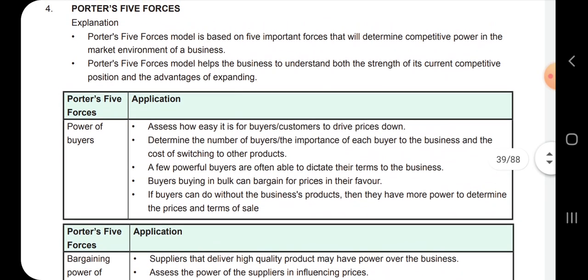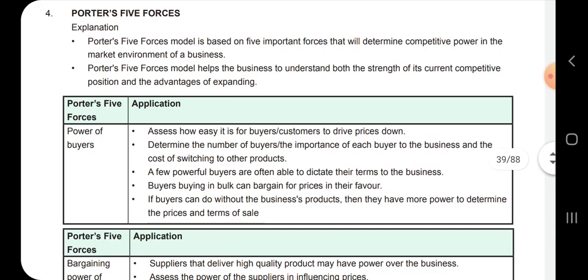So Porter's 5 forces model is based on 5 important forces that will determine competitive power. What will give competitive power? What gave KFC competitive power over its counterparts?